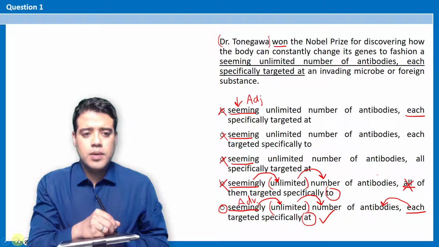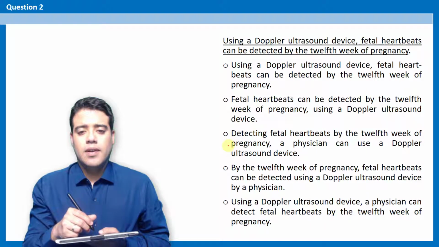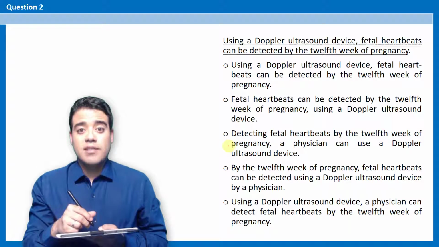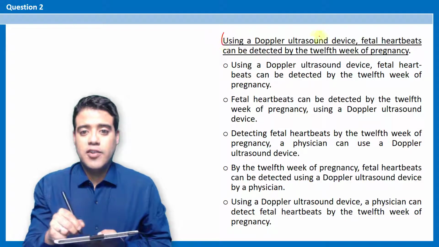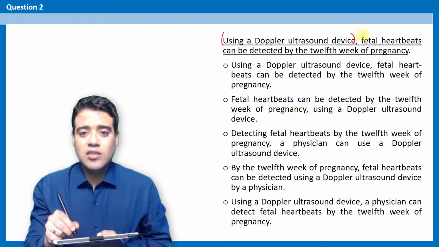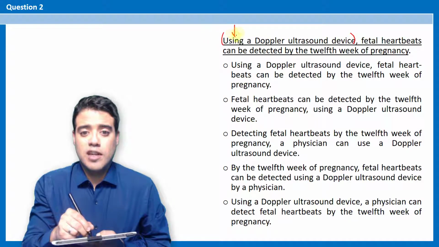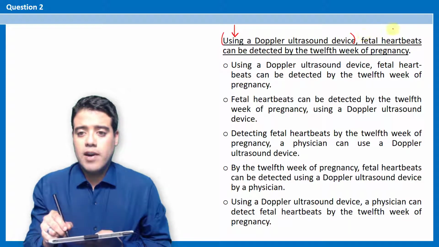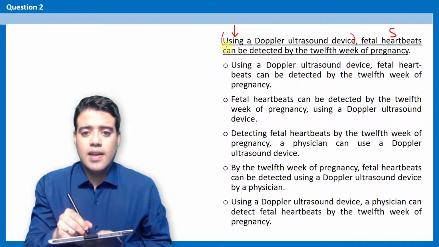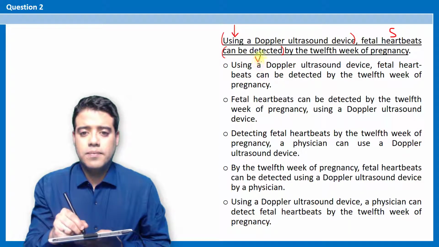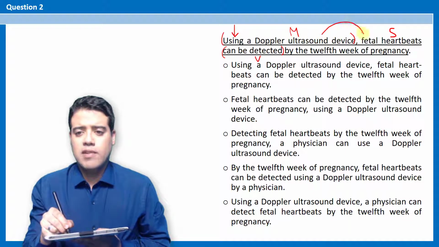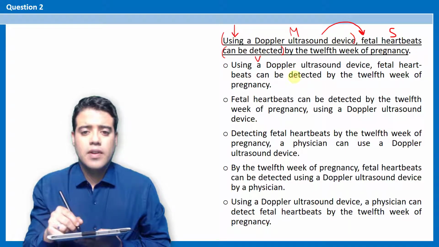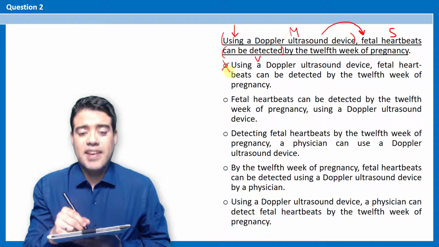Let's move on to number 2. Be careful with the verb ing at the beginning. A verb ing phrase has to make sense with the subject. If I say using a Doppler ultrasound device, my subject needs to make sense or must be able to perform this action. So you have fetal heartbeats as your subject. Can be detected is the verb. And think about that. Can fetal heartbeats use a device? No, they cannot. That doesn't make any sense.